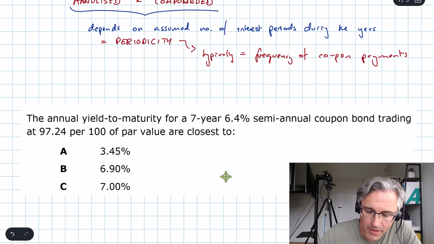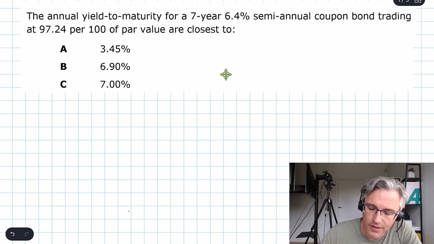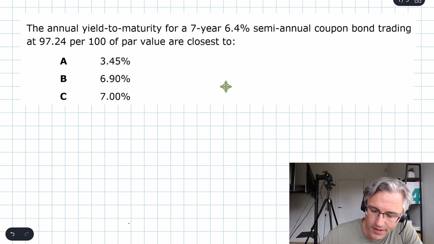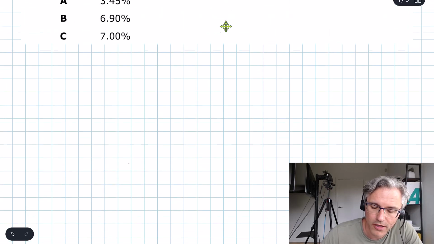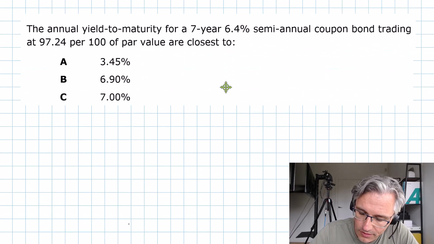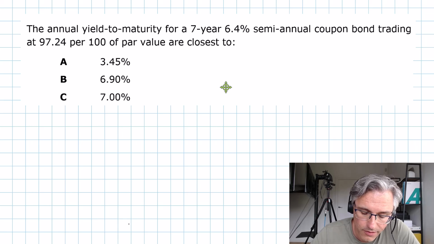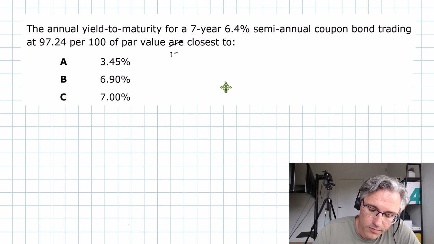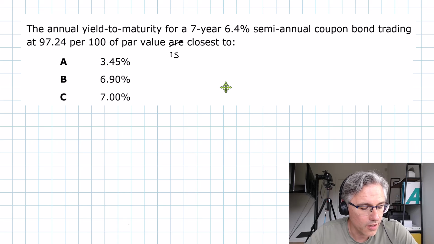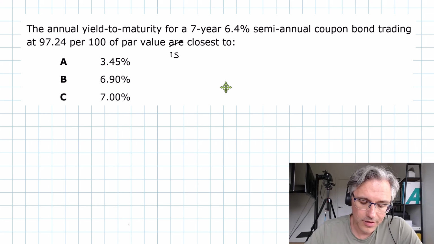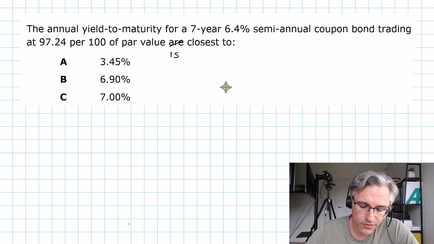Okay, it's best to really examine a question in order to get your head around all this. So we're going to do a question which you see on the screen right now. The annual yield to maturity for a 7-year 6.4% semi-annual coupon bond trading at 97.24 per 100 of par value. This shouldn't be R, it should be is closest to. Okay, so what's the annual or annualized yield to maturity for a 7-year bond?